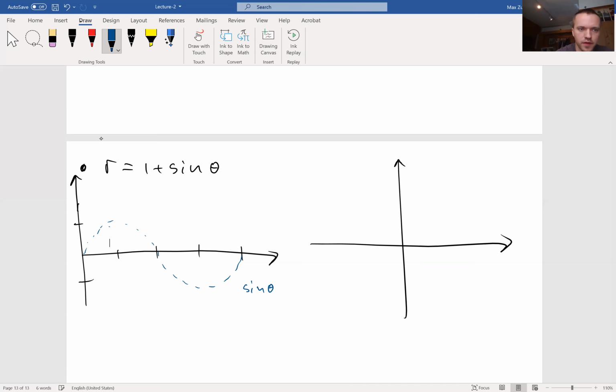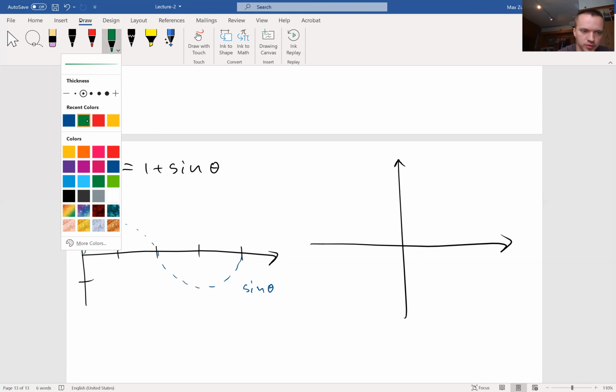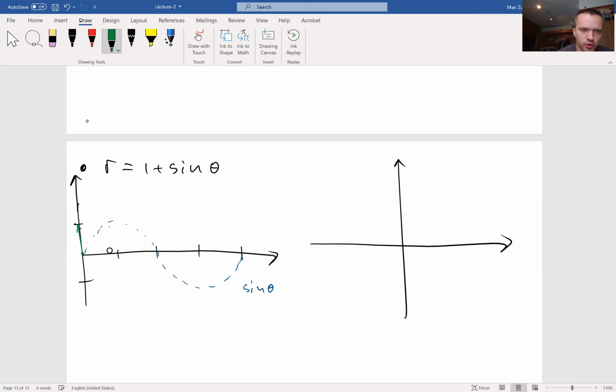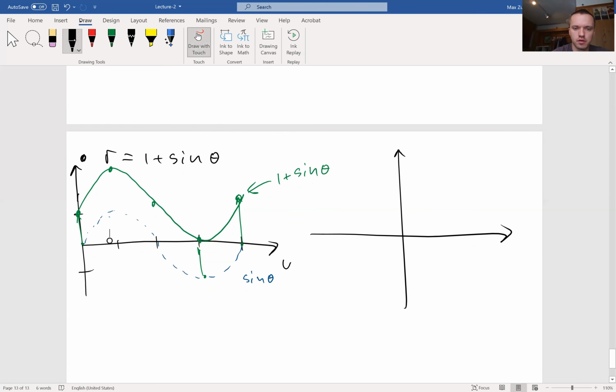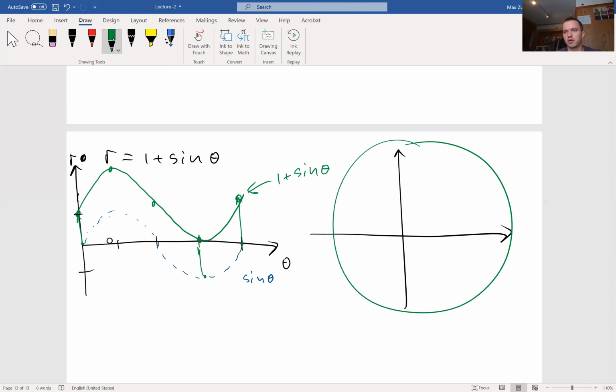To get sine theta plus 1, I need to take this graph and move it up by 1. So this point is going to move to this point, and so on for each point. So my graph is going to look something like this. So it's going to be the graph of 1 plus sine theta. Okay. And right now we can see how to use this Cartesian graph of theta and r to sketch its polar version in the Cartesian plane.